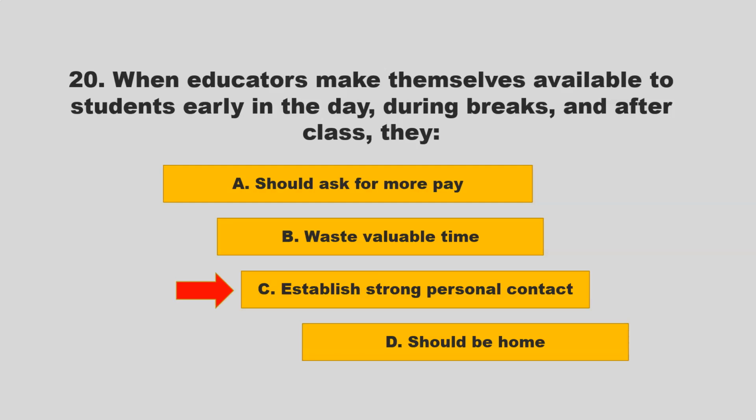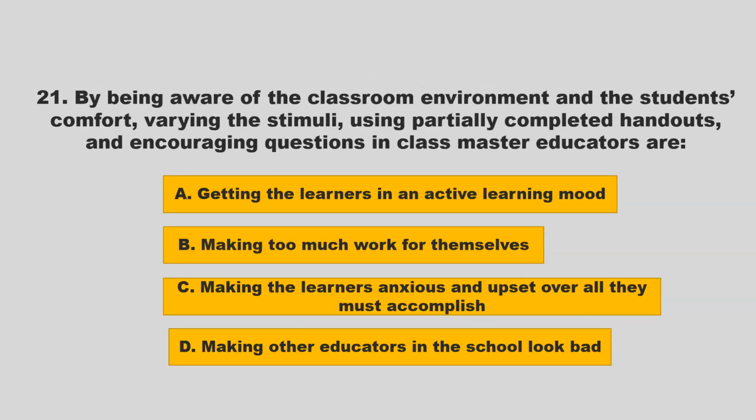If you chose C, establish strong personal contact, you are correct. By being aware of the classroom environment and the student's comfort, varying the stimuli, using partially completed handouts, and encouraging questions in class, master educators are getting the learners in an active learning mood, making too much work for themselves, making the learners anxious and upset over all they must accomplish, making other educators in the school look bad.